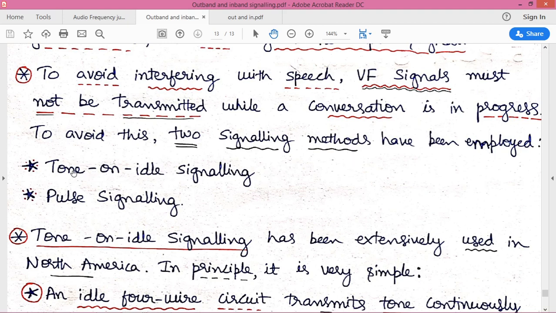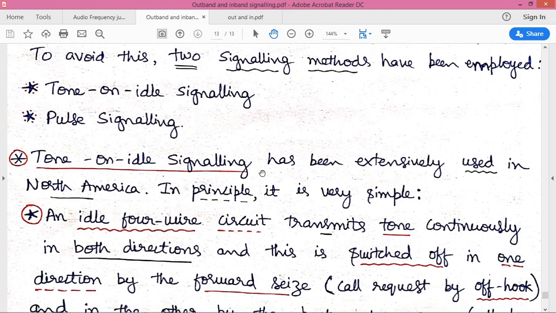The first signaling method is tone on idle signaling. We know when there is no conversation, the entire system will be in the idle state. So whenever we observe idle, then only we will transmit the tone signal or control signal, and we call such a signaling method tone on idle signaling. Similarly, we have another type, that is pulse signaling. Let us understand what tone on idle signaling and pulse signaling are about.